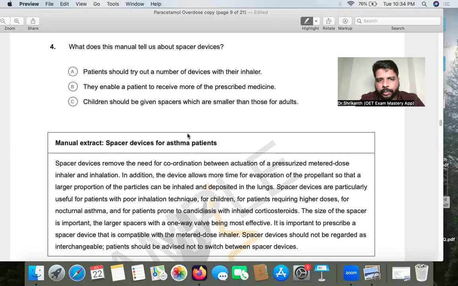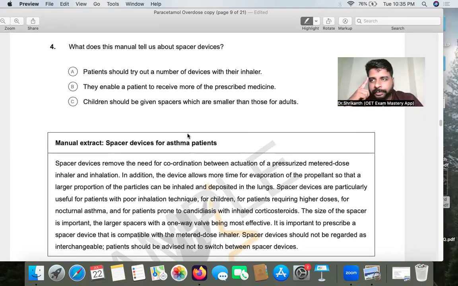Give 15 seconds more. Okay, maybe in the last 10 seconds. Fine. All right. So compared to the previous question, this is slightly tough.